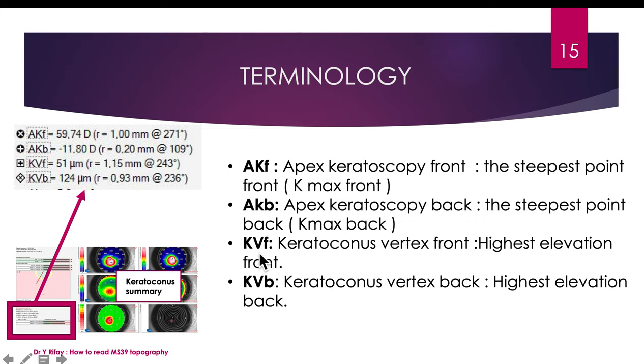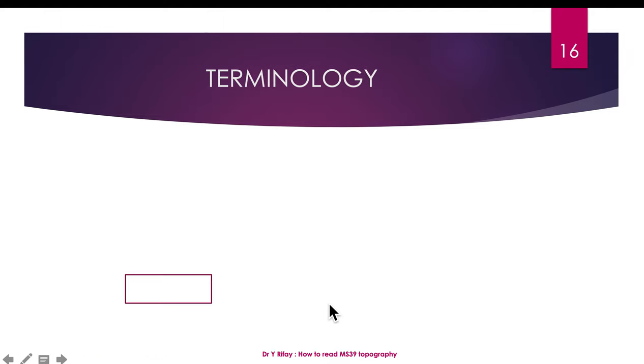Anterior elevation is keratoconus vertex front, and the posterior elevation is keratoconus vertex back. So the terminology in MS39 is different from the other devices, but the principle is the same. It's the K-max of the anterior surface, K-max for the posterior surface. This is the anterior elevation, and this is the posterior elevation.